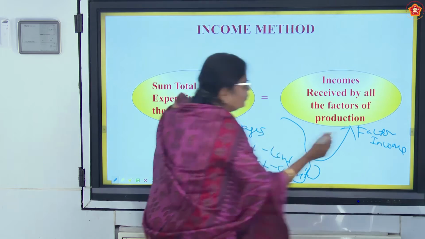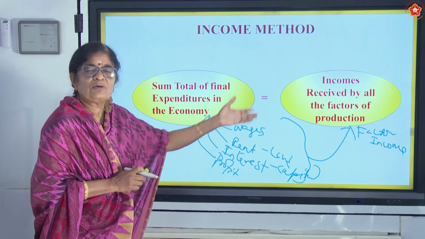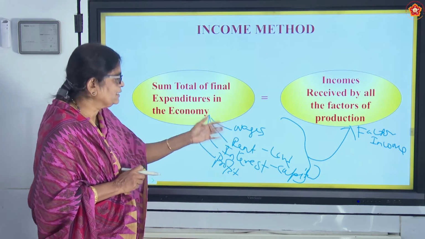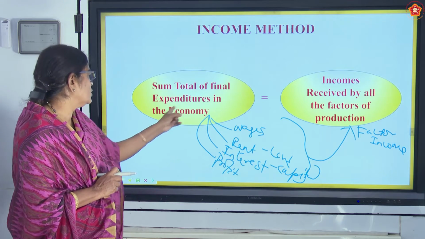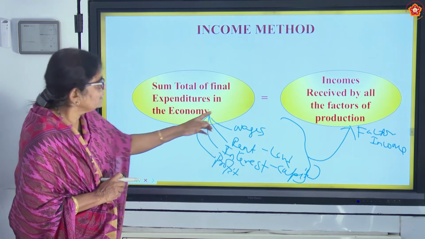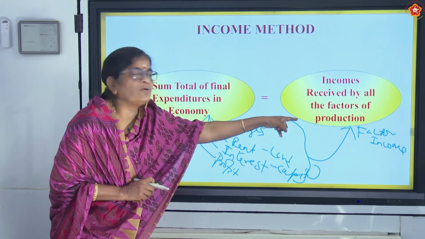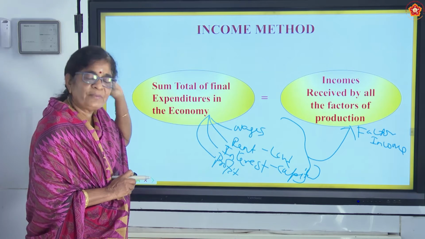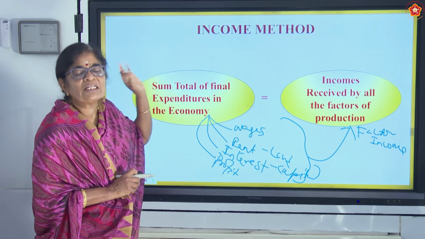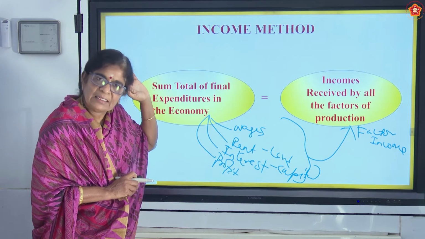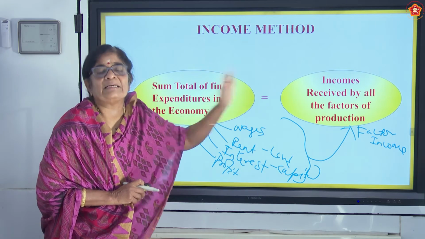Factor income. I hope you understood. This is nothing but our circular flow of income. We break it and use it. Therefore, you have to understand why the sum total of final expenditure in the economy is exactly equal to the income received by all the factors of production. Even under the expenditure method, we have discussed that one man's expenditure is another man's income.